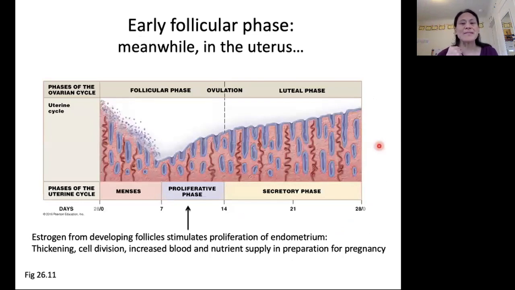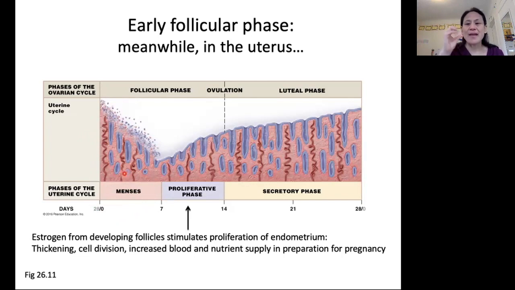Now let's take a look at what happens in the uterus during the follicular phase. Okay, so during the follicular phase, which refers to what's happening in the ovaries, what we have happening in the uterus at the beginning is menses. Menses, like I described before, is basically a dying off of the endometrium, a shedding of the endometrium. So that's going to happen at the beginning of the follicular phase. And I'll explain why this happens later, when we make it all the way around to the end of the menstrual cycle.